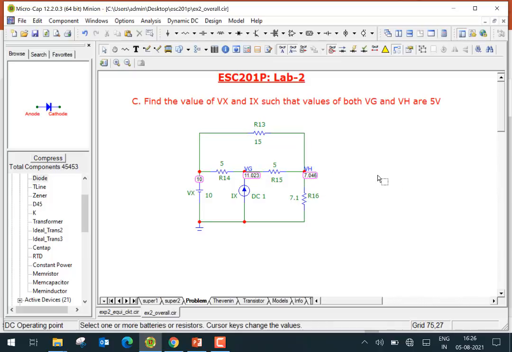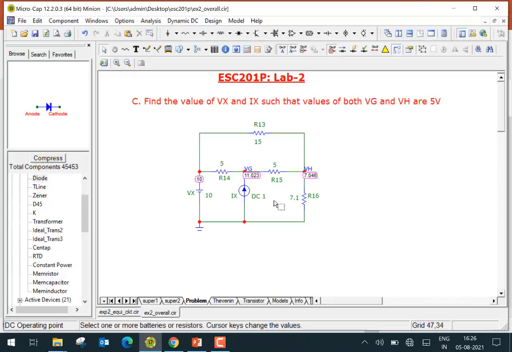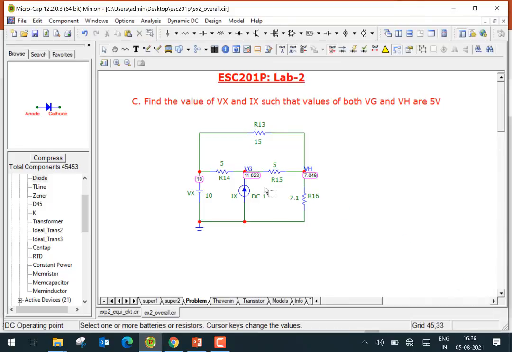Now what we want you to do is find out new values of Vx and Ix, right now it is 10 and 1, such that the values of both the nodes VG and VH are 5 volt here. So we would like you to find out the values of Vx and Ix such that both of them are 5 volts here.